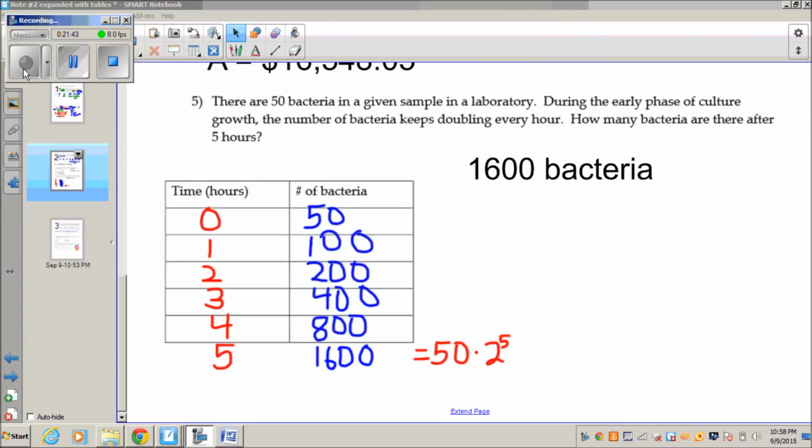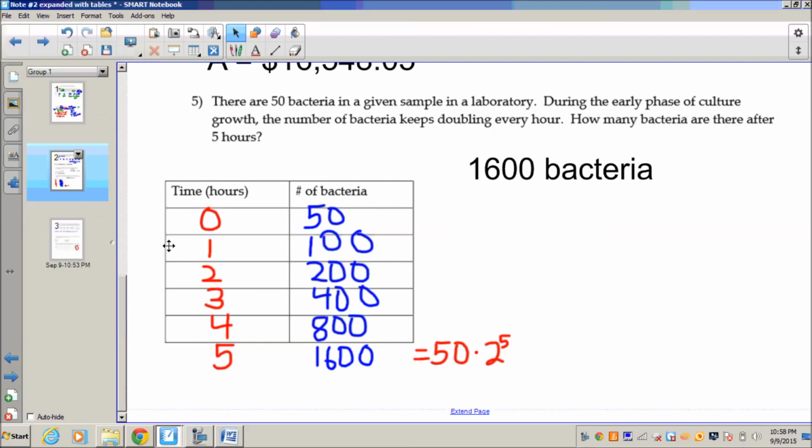Okay, now that you've had a chance to try the last 4 questions, let's go through and correct any mistakes that there might be. So in question number 5, the final answer here is 1,600 bacteria. That's how many there would be after 5 hours. And as you can see, I set up a table to keep track of the data. The tables are very helpful to keep track of data over multiple hours or multiple days.